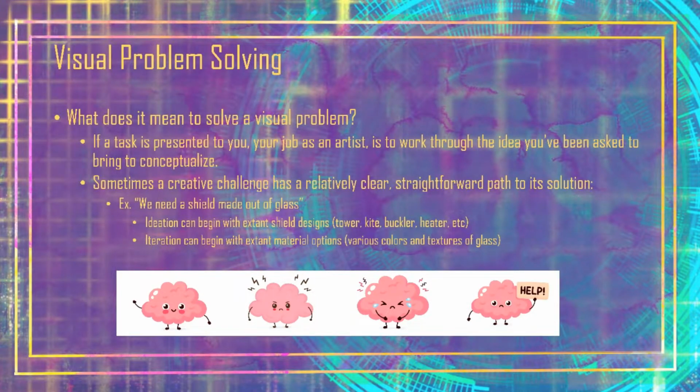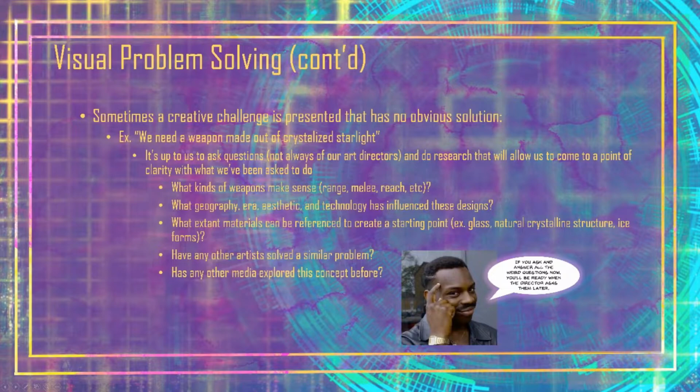So like for this one, glass, you could have a stained glass shield, you could have a fulgurite shield, you can have like any texture, you could have like bulletproof glass shield if you wanted. It just depends on what the prompt you've been given calls for. And ideally, you'll get some guidance there. But sometimes, not only do you not get guidance, but you also have to really think through the idea you've been given. So this example is a weapon made out of crystallized starlight. I was going to whip one up, but I did not have time.